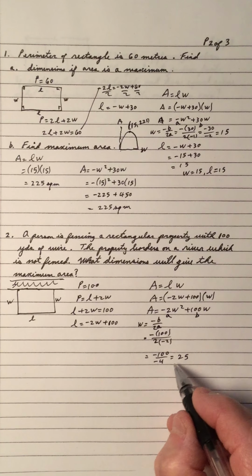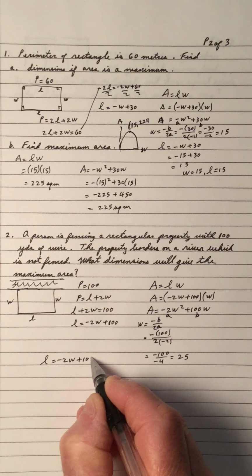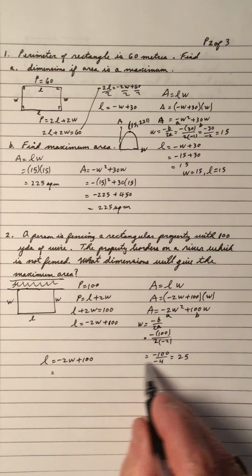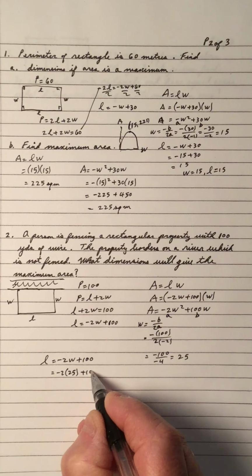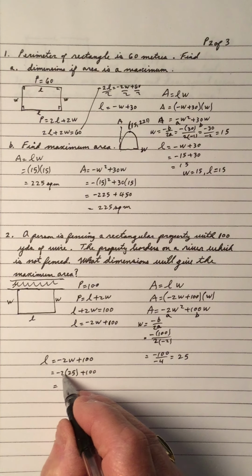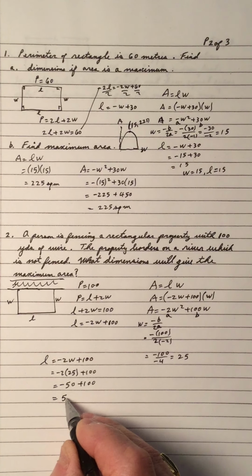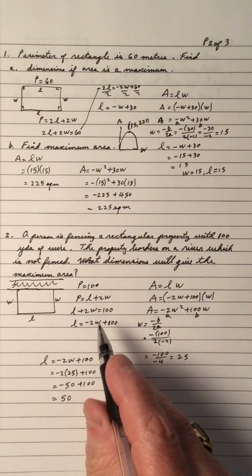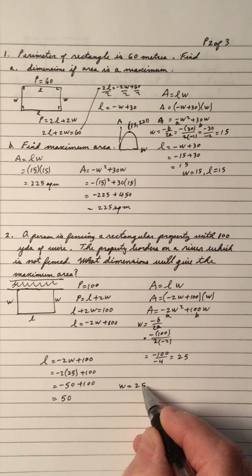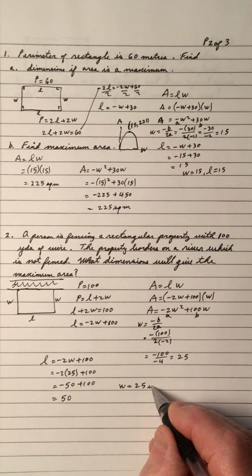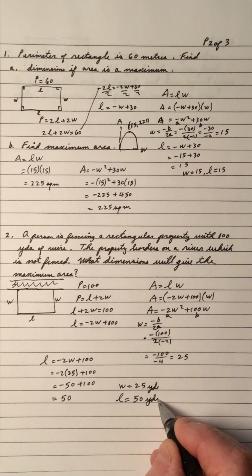And if the width is 25, then the length is negative 2W plus 100. So we sub 25 in for the width. And that gives us negative 2 times 25 is negative 50 plus 100. So the length is 50. So what dimensions will give you the maximum area? The width is 25, and again it's in yards, and the length is 50 yards.